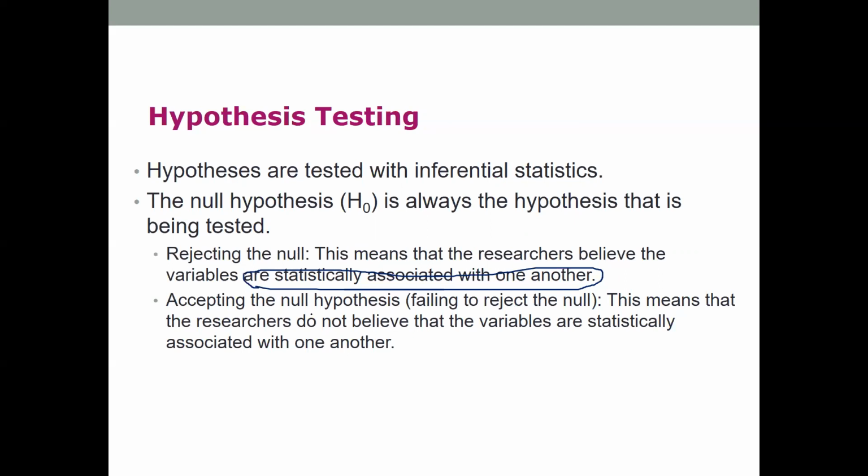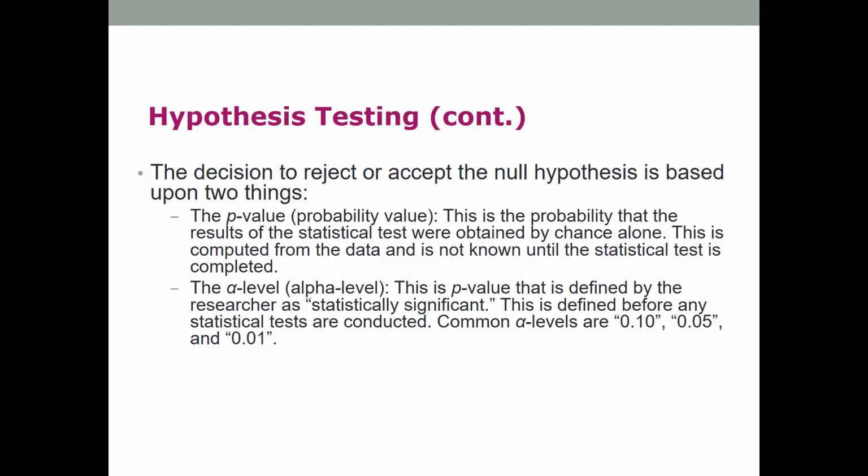If we accept the null, which is also stated as failing to reject the null, this means that the researchers don't believe that the variables are statistically associated with one another. So that means that the null hypothesis then is correct. The decision to reject or accept the null hypothesis is based on two different things.